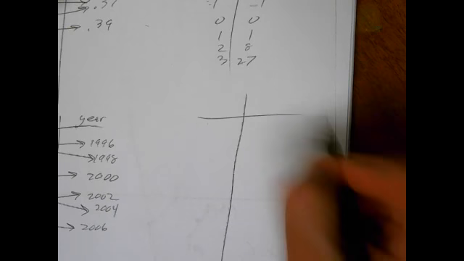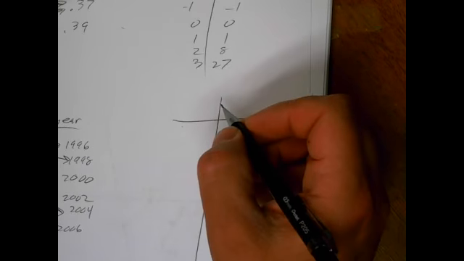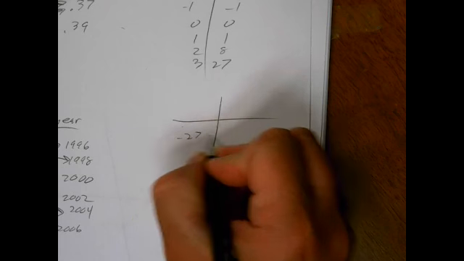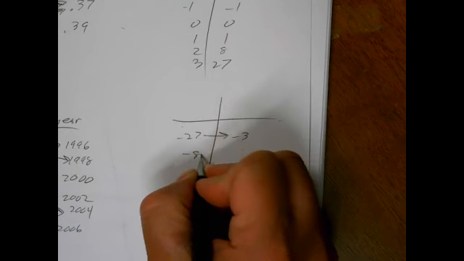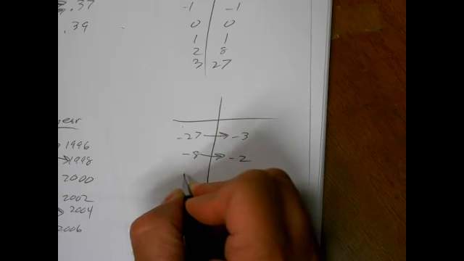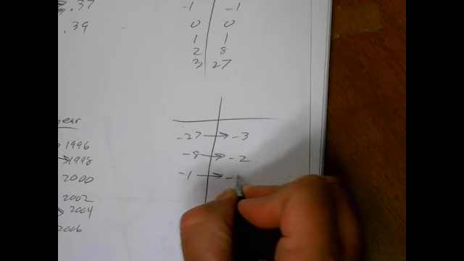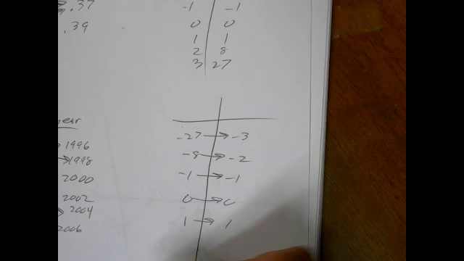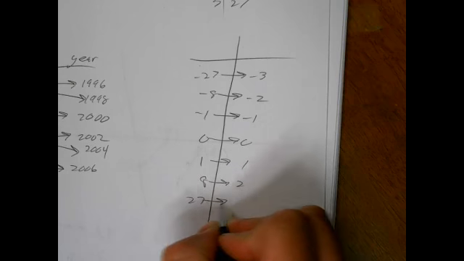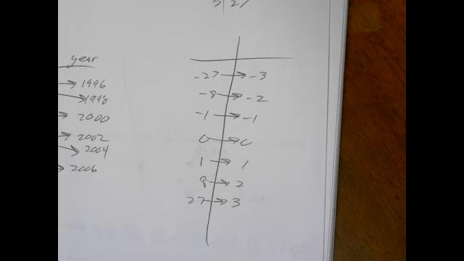Now, if I take the other one and find its inverse, -27 will map back to nothing but -3. -8 goes back to nothing but -2. -1 goes back to nothing but -1. 0 is back to 0. 1's back to 1. 8's back to 2. 27 is back to 3. Now look what we've got happening here.